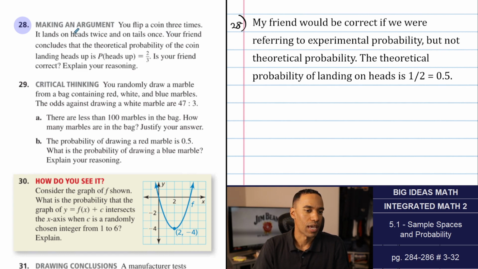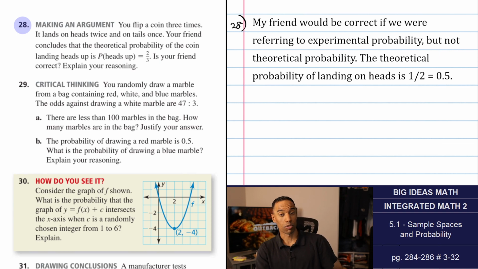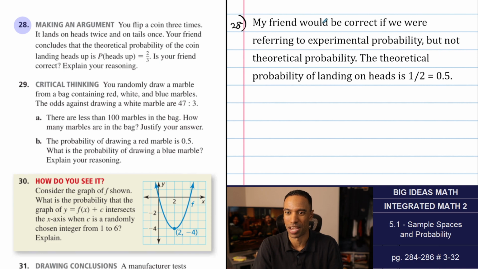Okay, sorry, I was looking at the thing. It would technically be 1.5 out of 3 because you're flipping it 3 times, theoretically speaking. Anyway, so here we go.